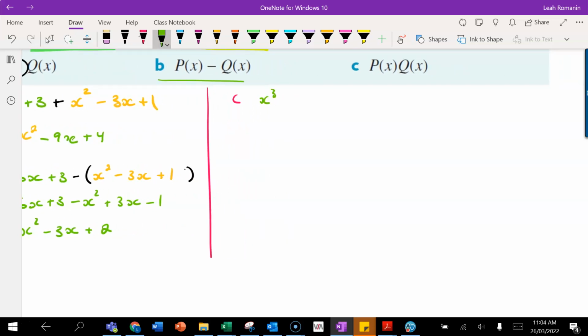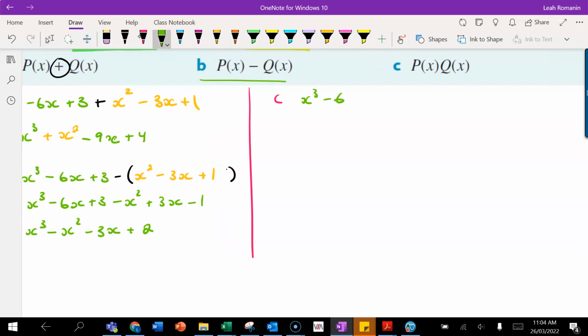So I've got x cubed minus 6x plus 3, and then multiplied by my x squared minus 3x plus 1. So just like multiplying any brackets, we're multiplying each of the terms together. So I'm going to have my x cubed times x squared, and then I'm going to do my x cubed again, multiplied by my next term, which is the negative 3x, and then x cubed times 1, so just plus x cubed.